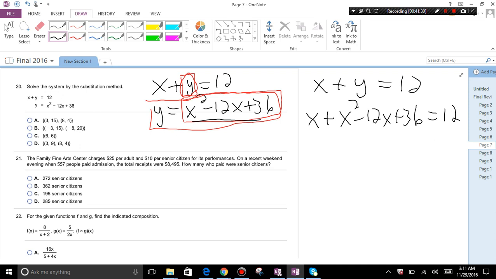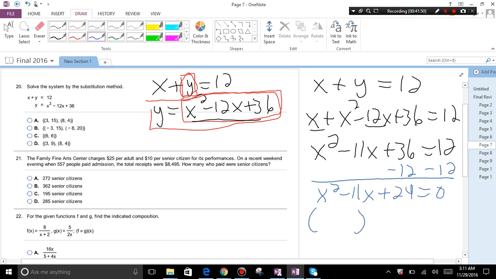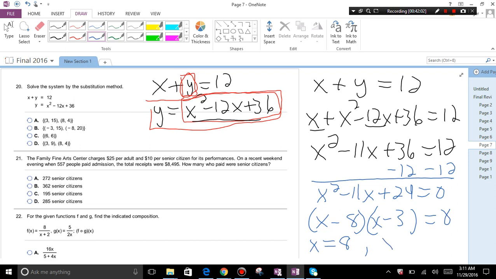Then I'll simplify. So x squared, and then x minus 12x is minus 11x plus 36 is equal to 12. Then I'll bring the 12 to the left-hand side with the intention of factoring. x squared minus 11x plus 24 is equal to 0. Now it's time to factor. The factors of 24 that add up to 11 are 8 and 3, and they both have to be negative. And so x is 8, or x is 3.